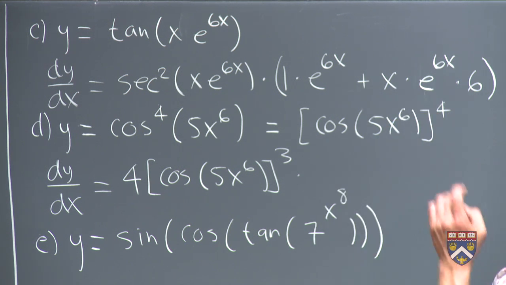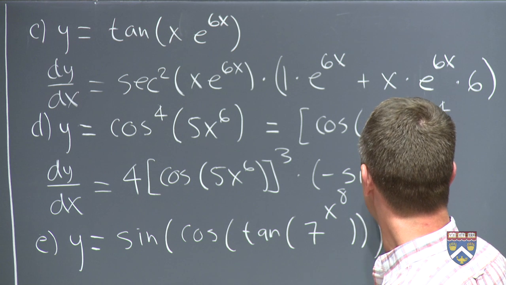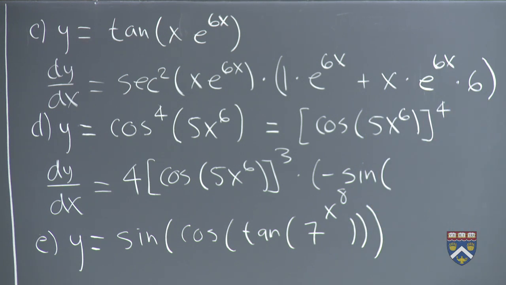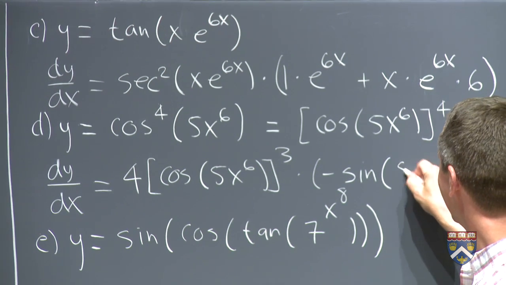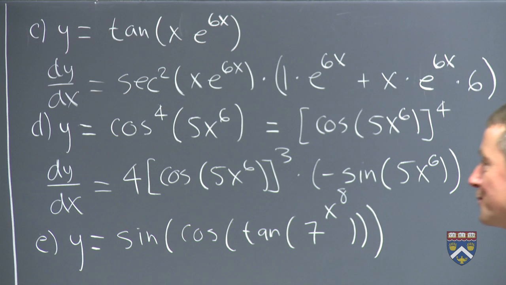We take the derivative of the inside. Derivative of cosine is negative sine. And if it was cosine of this, the derivative is negative sine of the very same this, right? The inside function does not change. Is that the full answer? That is not the full answer, right? We're not quite done yet.